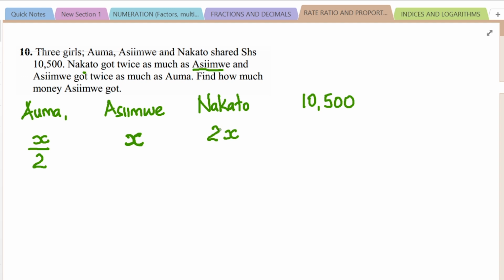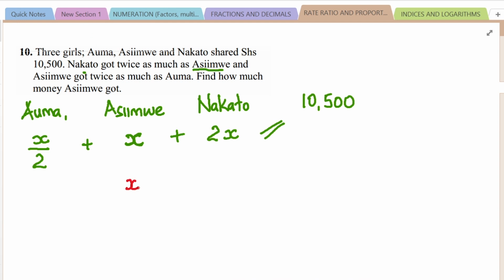So let's add up those three, because when we add this, we should be able to get the total amount of money they shared. And from there, we shall be able to get the value of X, and that is what Asimwe got. So let's move like that.